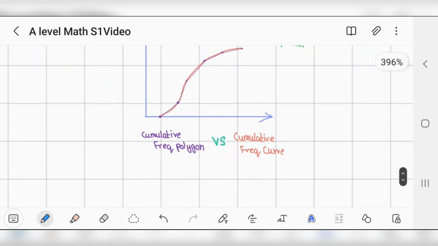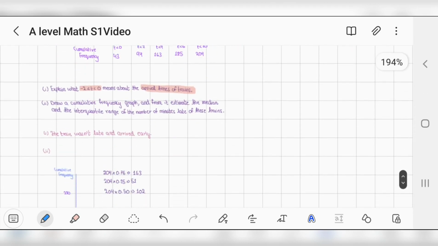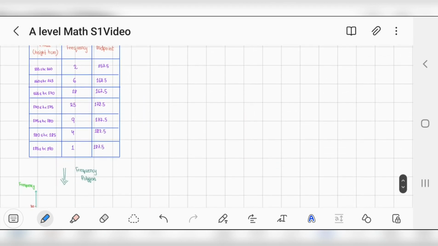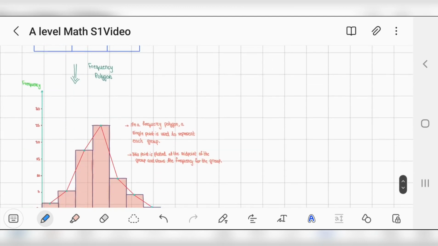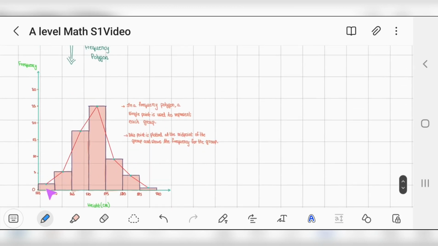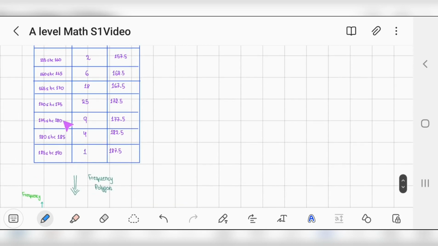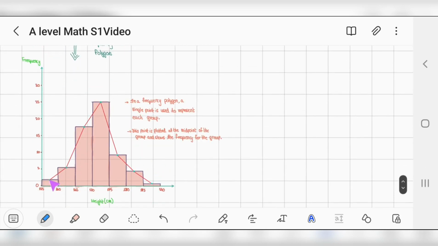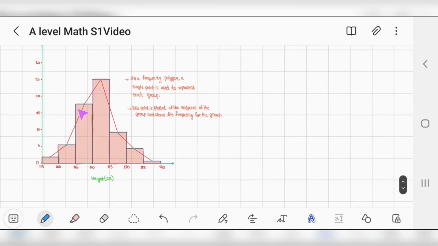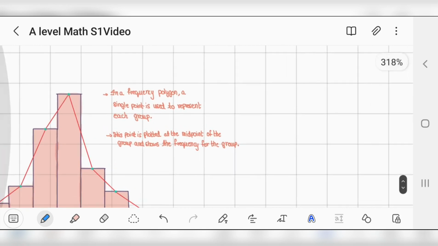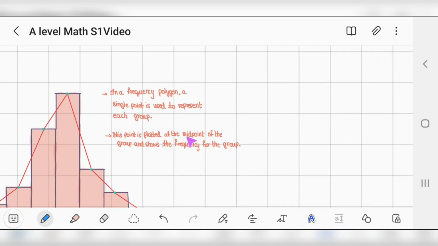There are two types of graph: the cumulative frequency polygon and the cumulative frequency curve. And this was the example. Now this is the frequency polygon. Supposing you have been asked to draw a frequency polygon, it looks something like this. You have the frequency and the intervals, and then you take the midpoints as well. You have these midpoints, and you join them with line segments, and this is the frequency polygon. In a frequency polygon, a single point is used to represent each group. This point is plotted at the midpoint of the group and shows the frequency for the group.